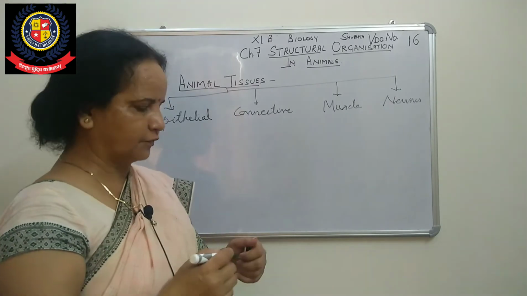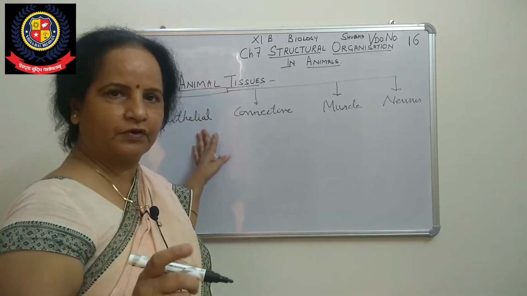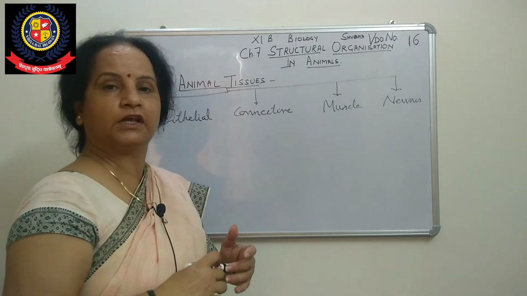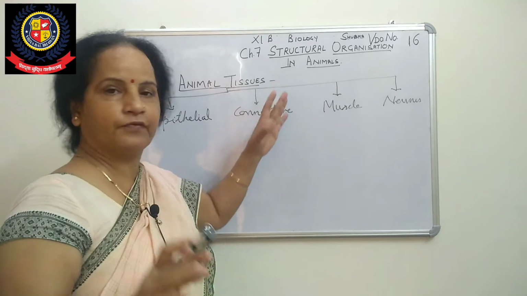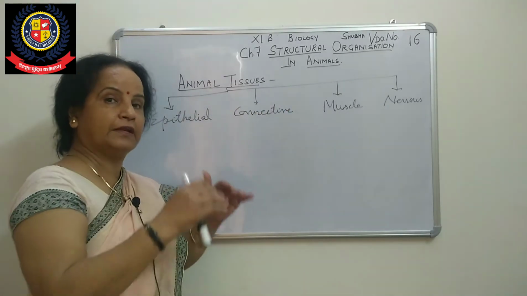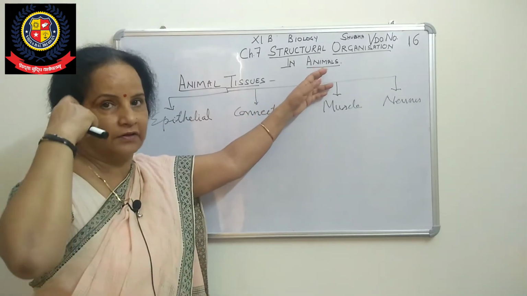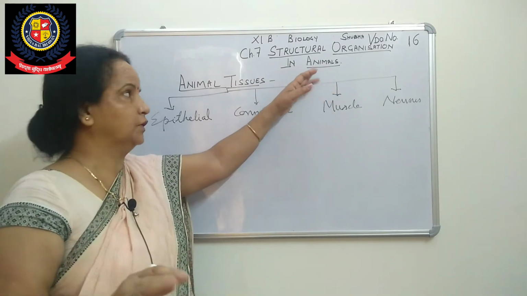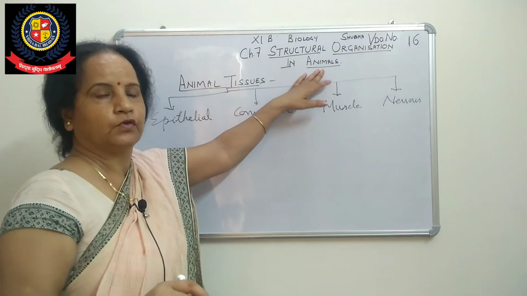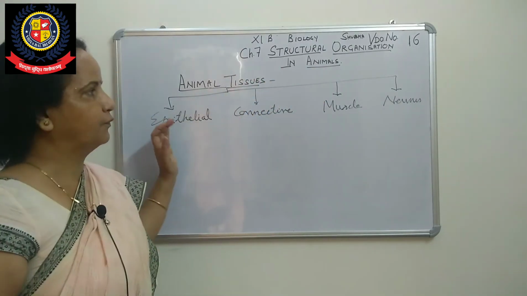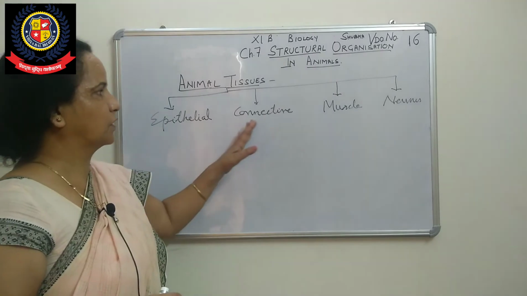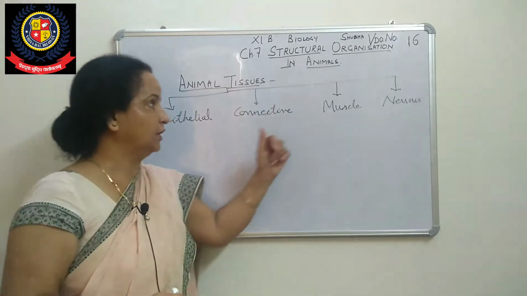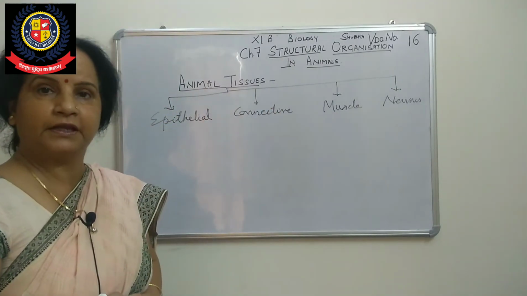We will take them one by one. There are a total of 4 types of tissue. The definition of tissue is a group of similar kind of cells performing a specific function. We are talking about animals, because the plant tissue chapter is deleted by CBSE. So we only have to do animal tissue: epithelial tissue, connective tissue, muscle tissue and nervous tissue. Now we come to epithelial tissue first.